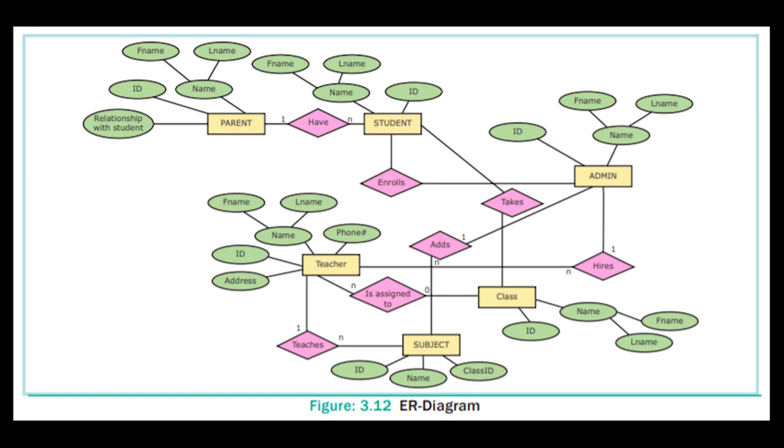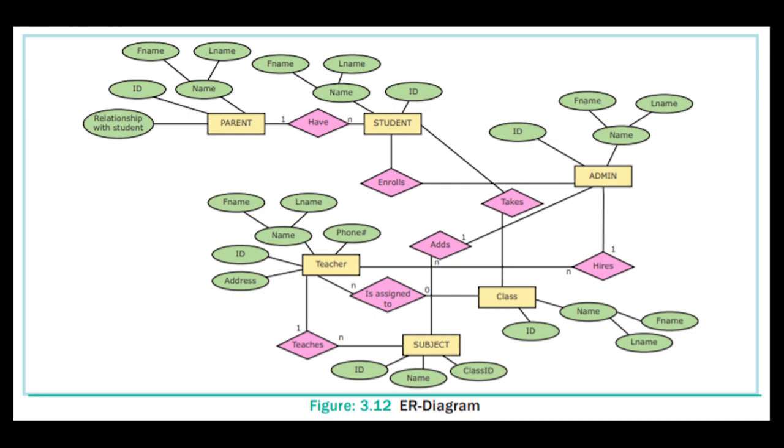Here in this ER diagram, they have given a school management system. Can you see that? Parent, student, admin, teacher, class and subjects. And the attributes of these entities are given below, right? For parents, we have name, ID, first name, last name. For students, ID, name, first name, last name. For teacher, name, ID, phone number and address. The relationships between the entities are: parent has students, admin enrolls student, admin hires students, admin adds subject, teacher teaches subject, teacher is assigned to class.